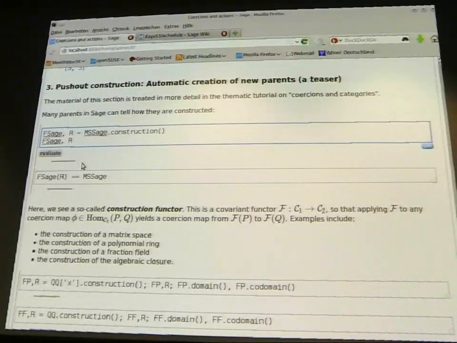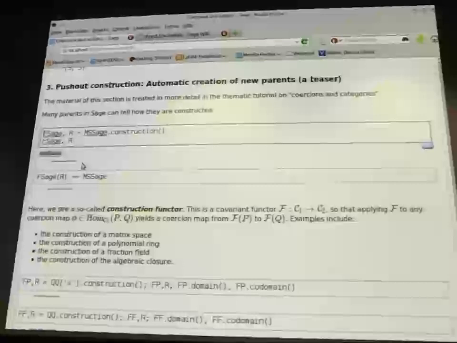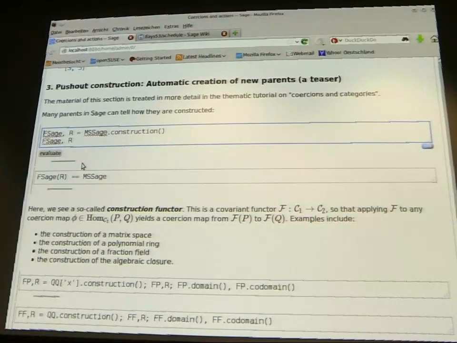So now for something more complicated and actually more about categories in a mathematical sense, not about the category framework. Okay. The push-out construction. So the basic example is you want to add a polynomial over the integers with a rational number, and the result is then neither a rational number nor a polynomial over the integers. It is something new, namely a polynomial over the rationals. So how does this work?